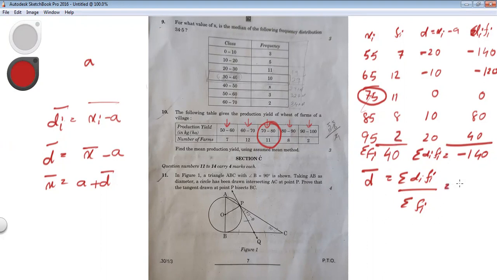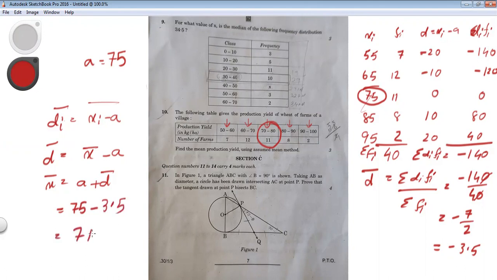So therefore, summation of di fi by summation of fi becomes minus 140 by 40. So this answer becomes minus 7 by 2, right? Which is equal to minus 3.5. So therefore, your answer x bar is going to be A, which we assumed to be 75. Assumed mean was 75. So 75 minus 3.5, which is equal to 71.5.